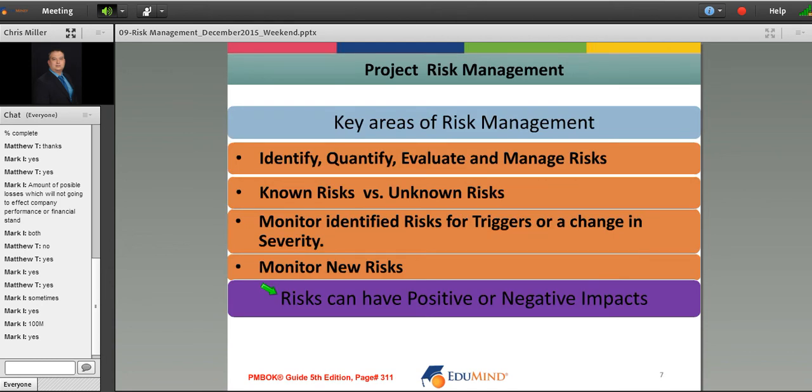All right, key areas of risk management. Identify, quantify, evaluate, and manage risks. Known risks versus unknown risks. Monitor identified risks for triggers or a change in severity. Monitor new risks, and risk can have positive or negative impacts, and we'll discuss that in a little bit.